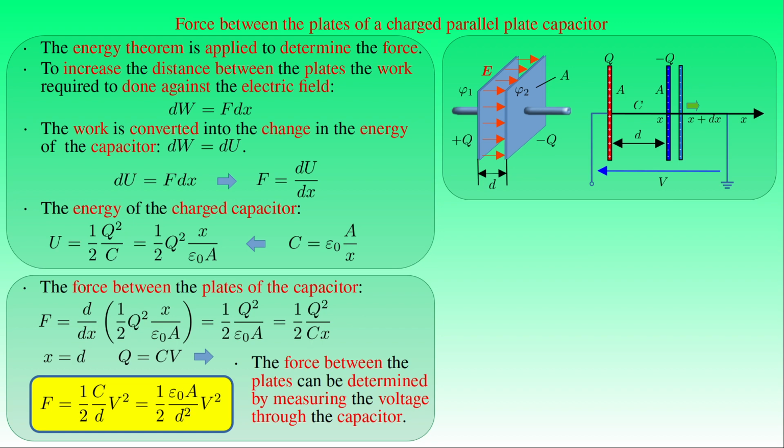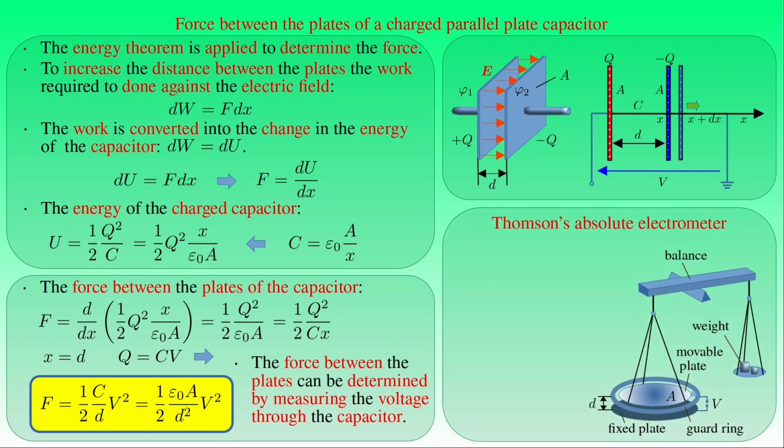This relationship is used in the working principle of Thomson's absolute electrometer seen in the figure, which measures voltage and the amount of charge based on the balance between electrostatic and gravitational forces. The electrometer consists of a parallel plate capacitor with a fixed plate and a movable one. The fixed plate is a grounded metal disc and the movable one consists of a smaller disc suspended from the beam of a sensitive balance and a fixed guard ring around the disc.